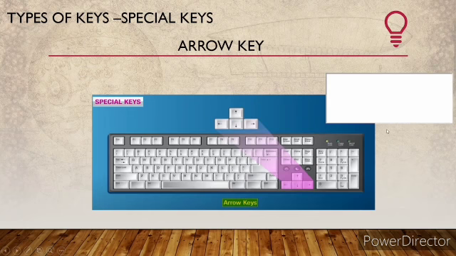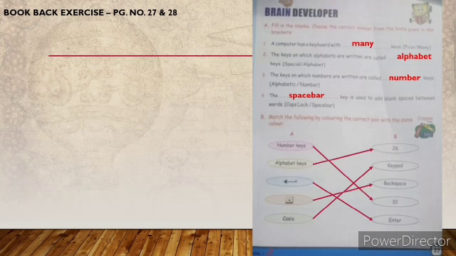Okay, dears. Then we have arrow keys. So we have 4 arrow keys on the keyboard. They can be used to move the cursor. This is up arrow, down arrow, left arrow and right arrow keys. So these keys will be used to move up, down, left and right position. This is the use of these arrow keys. Yes, children? Very good, yes.